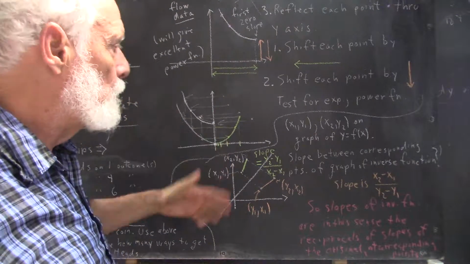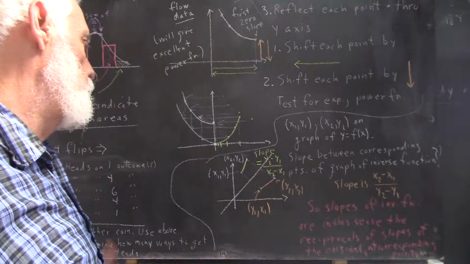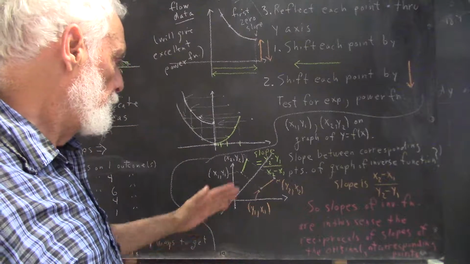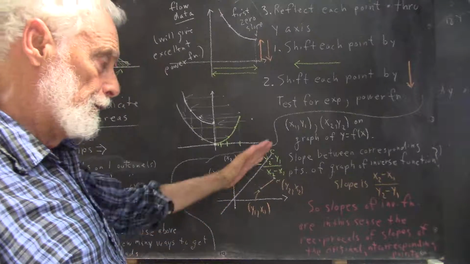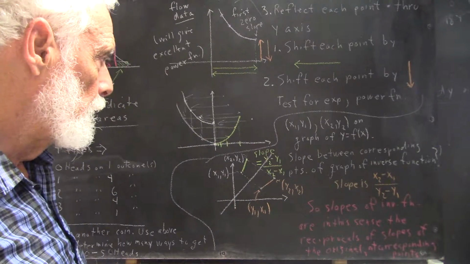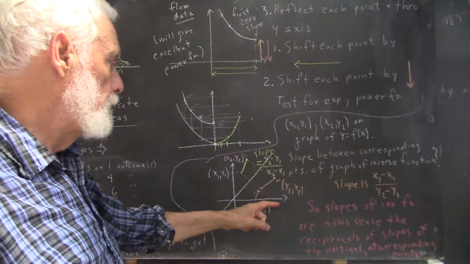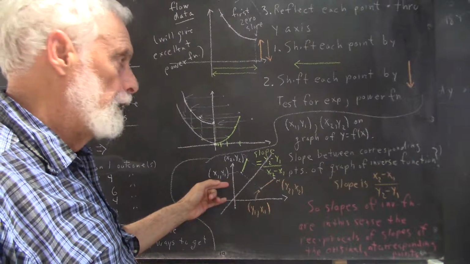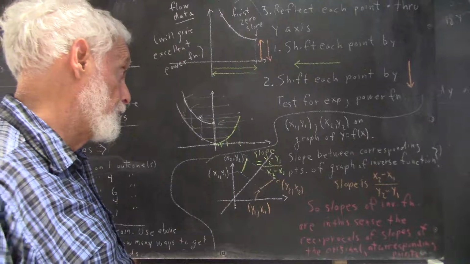Okay, now we want to talk about what happens to the slope of a graph if you reflect it through the line y equals x. Now, when we do this reflection, we assume we have equal scales on the x and y axis. 1 unit on the x-axis is equal to 1 unit on the y-axis.